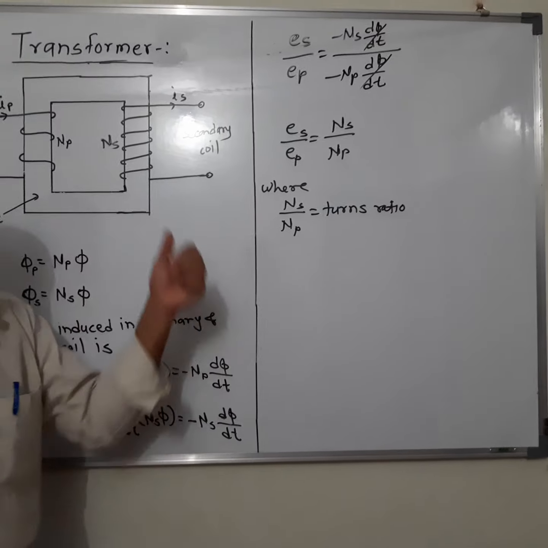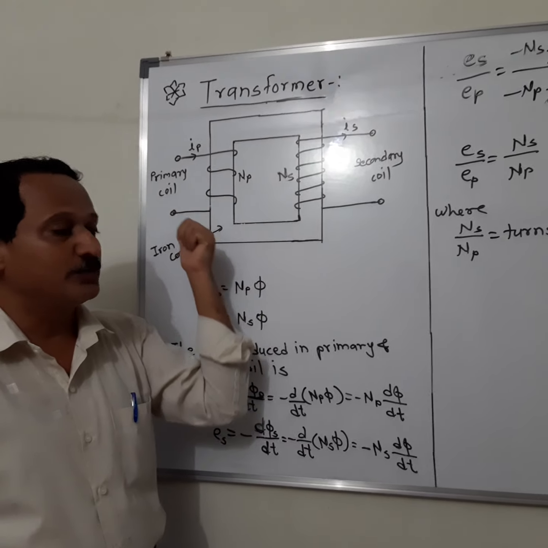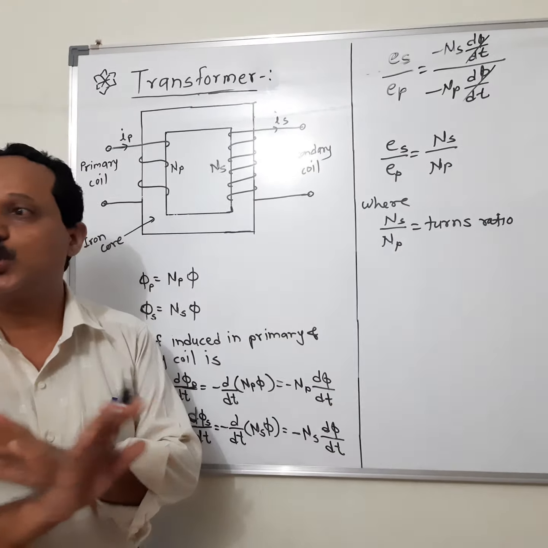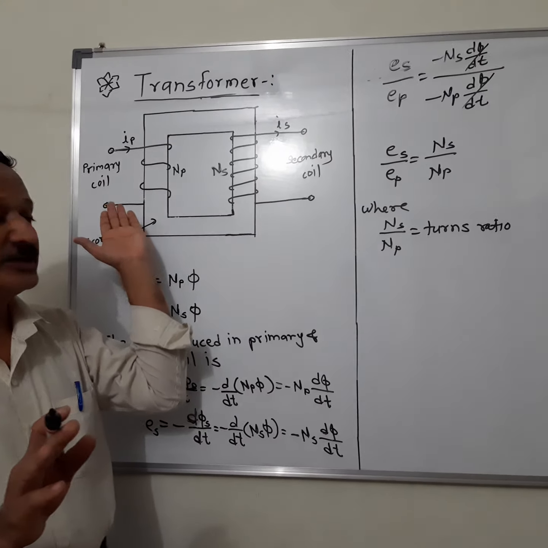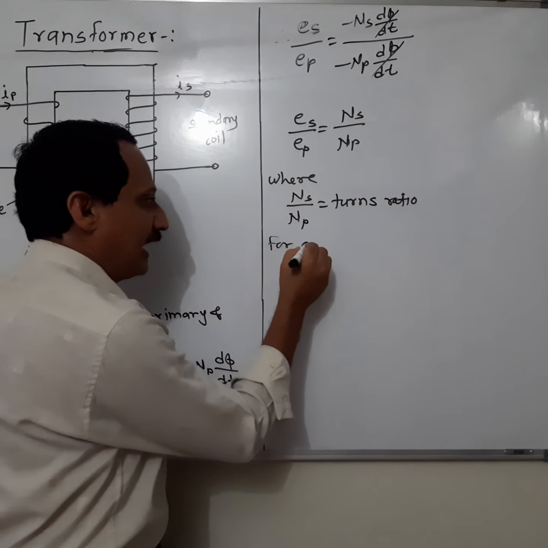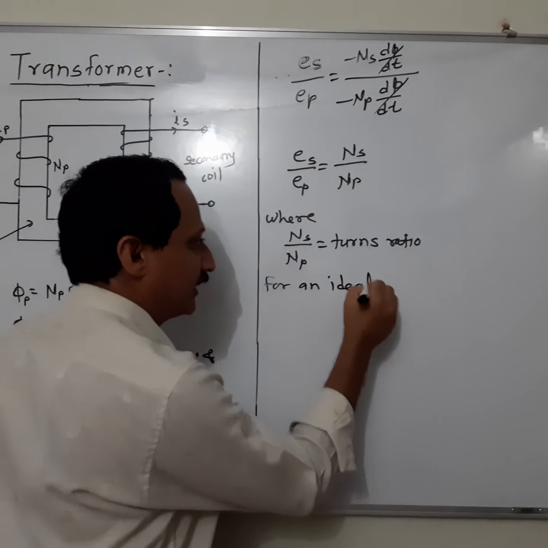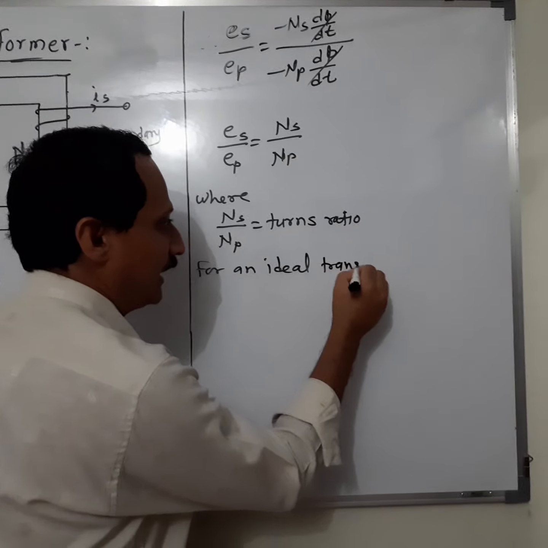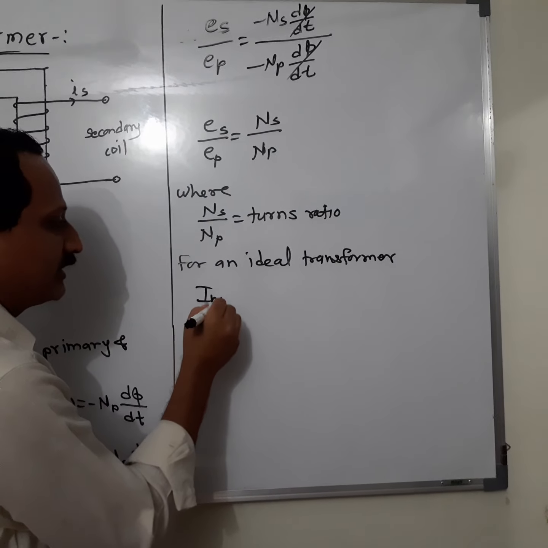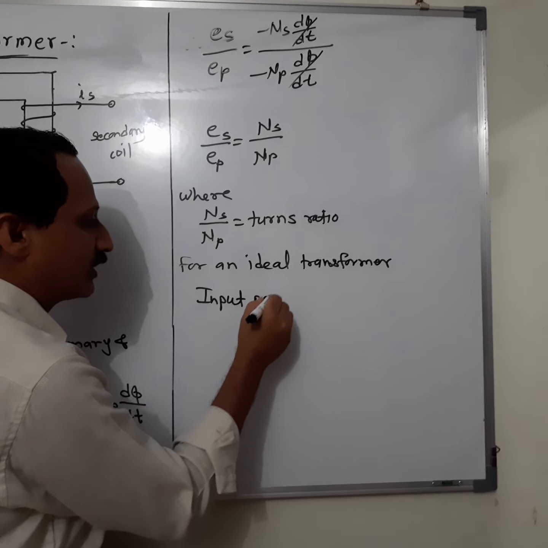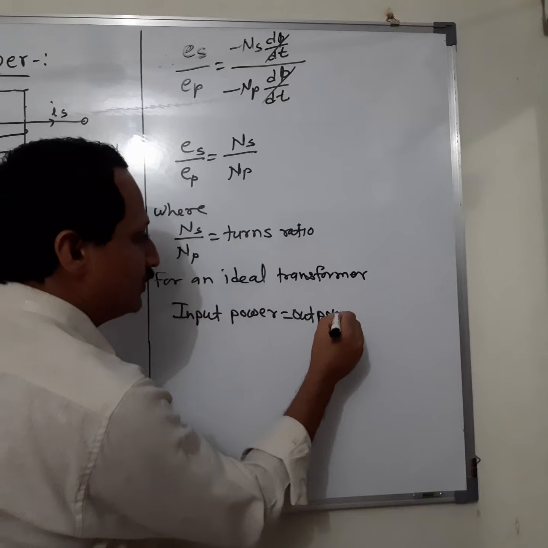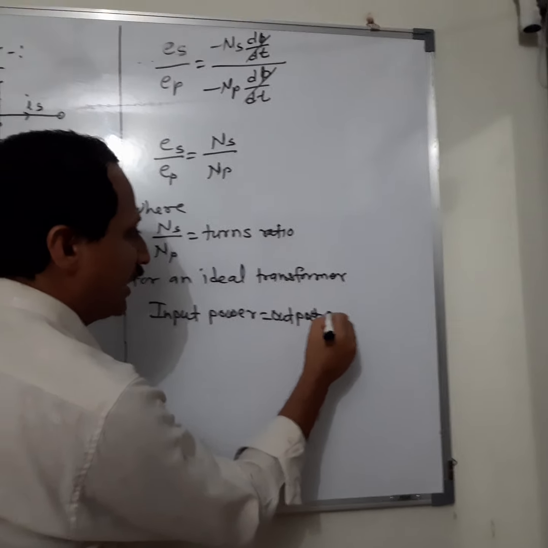Suppose we consider this transformer to be an ideal transformer. Ideal transformer means there is no loss of heat, meaning output energy is equal to input energy. So what can you say? For an ideal transformer, input power is equal to output power, because there is no loss of power. So input power is equal to output power.